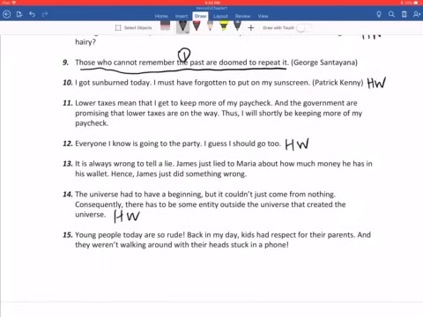11, lower taxes mean that I get to keep more of my paycheck, and the government are promising that lower taxes are on the way. Thus, I will shortly be keeping more of my paycheck. Thus is a conclusion indicator word. And indeed, this is the conclusion, because these 2 things give us reason to believe that thing, right? If lower taxes mean keep more and government is promising lower taxes, then that gives us reason to believe we'll soon be keeping more of the paycheck.